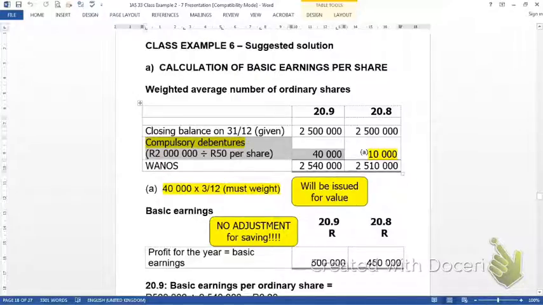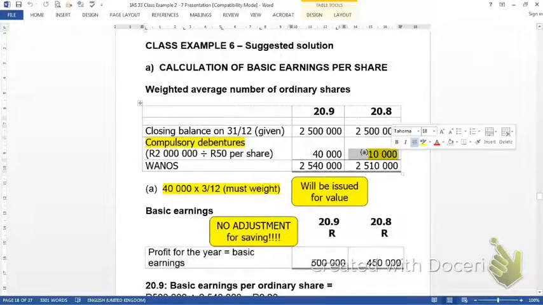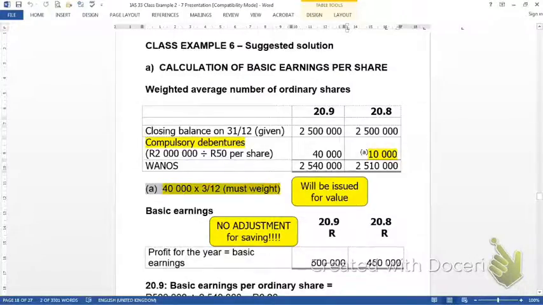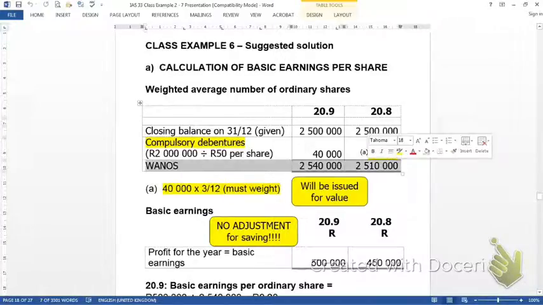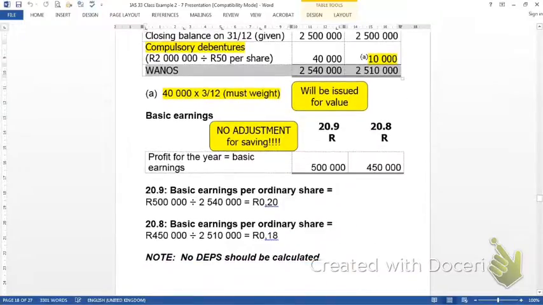Now we deem these shares to have been issued from the day that the compulsory convertible debentures have been issued. And because of that, we also have to take into account that in the prior year, 20.8, they were issued at the end of September, 30th September, which means they were in issue only for 3 months. And for that reason, we had to weight them for those 3 months during 20.8. And that now gives us the WANOS, weighted average for 20.8 and 20.9. Weighted in terms of they've only been issued in 20.8 for 3 months.